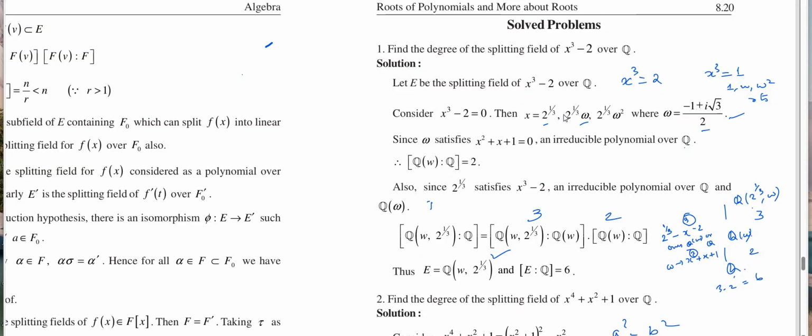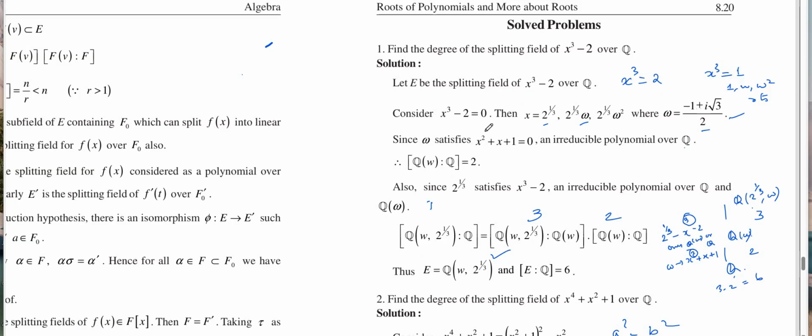Whether you attach A first and then B, or B first and then A, with the base field F, that doesn't matter, which we have seen already. F of A comma B is the same as F of B comma A. So that order doesn't matter. So first we shall give importance to omega. Since omega satisfies this irreducible polynomial over Q, we have the degree of Q of omega over Q to be 2.